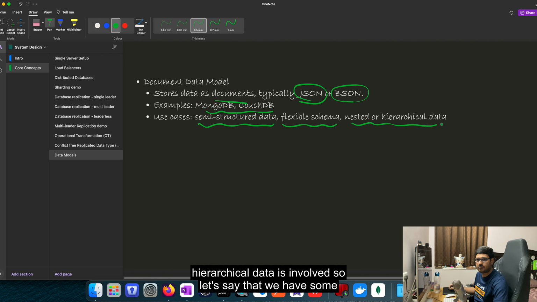Let's say that we have some comments coming for any blog post or any Facebook post. We know that a comment cannot exist without the post, so there is some hierarchical relationship there. In such situations, we can make use of the document data model. Again, this type of database is excellent for scalability and availability because they come with built-in replication systems and so on, right? So that is all about the document data model.